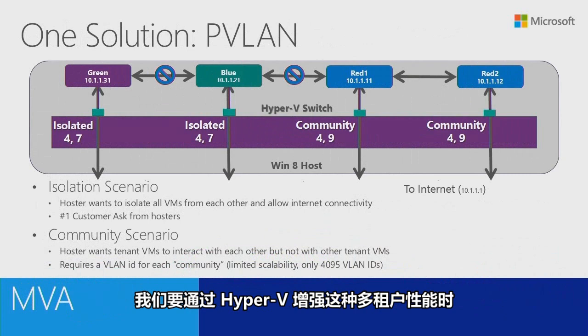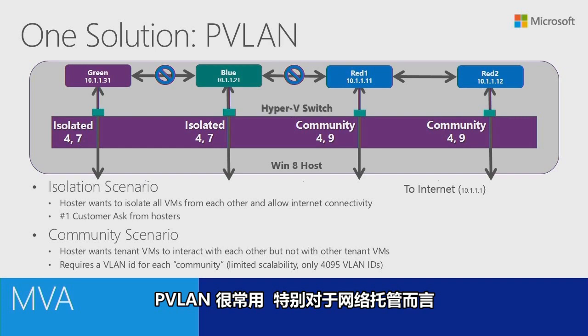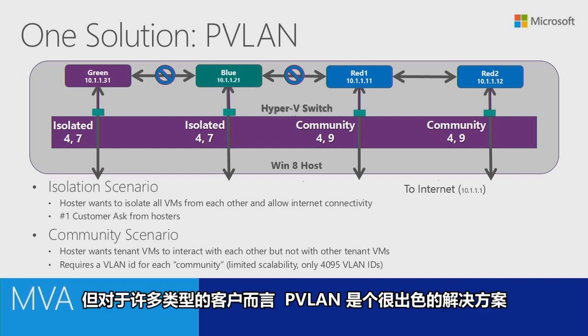So a couple of things that we looked at as ways to enhance multi-tenancy with Hyper-V was the introduction of PVLANs. PVLANs are very common, especially for web hosting. There's both isolation and community scenarios. It still has limited scalability. If you want to run massive cloud hosting, it's still going to have its own inherent limitations. But for many classes of customers, PVLAN can be a great solution as well.